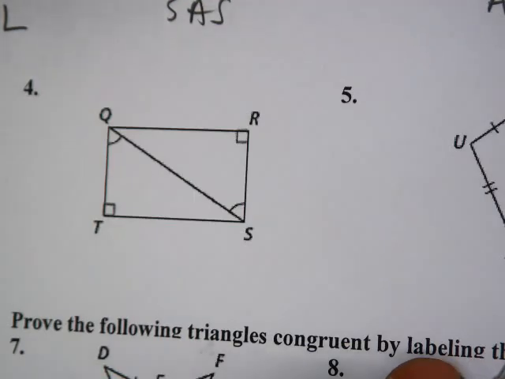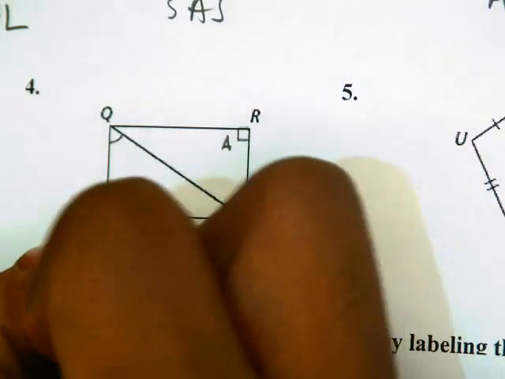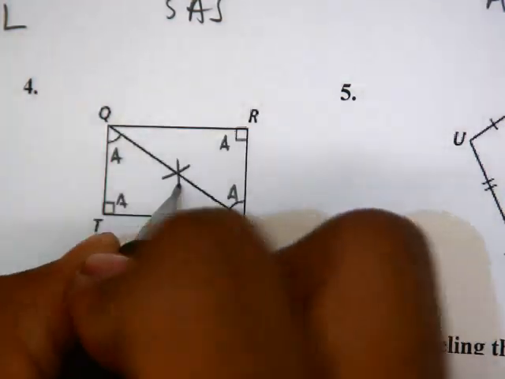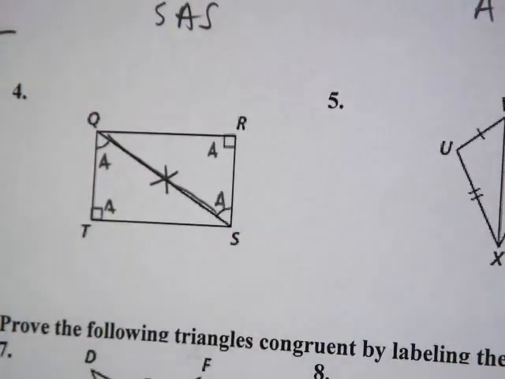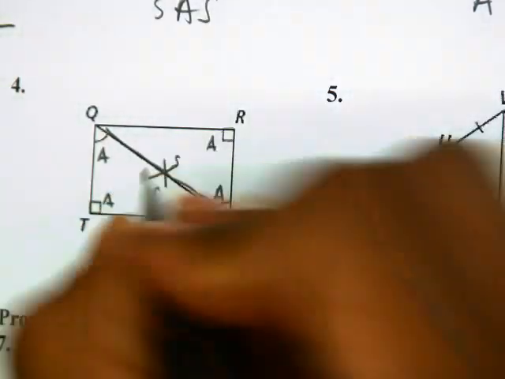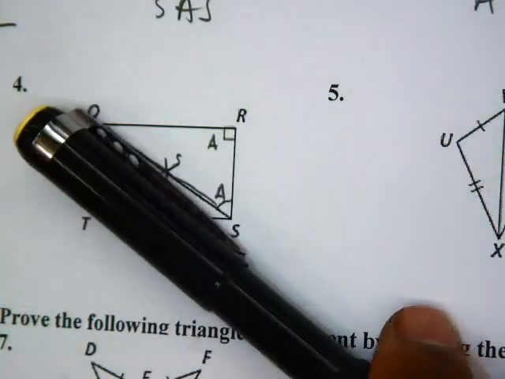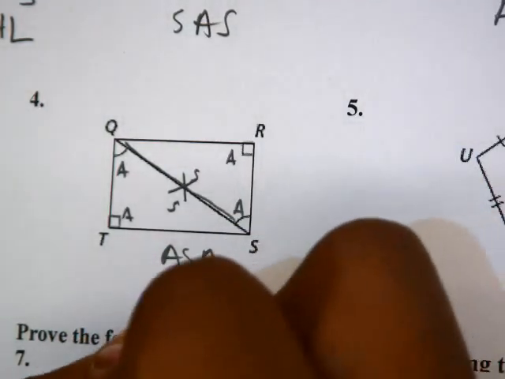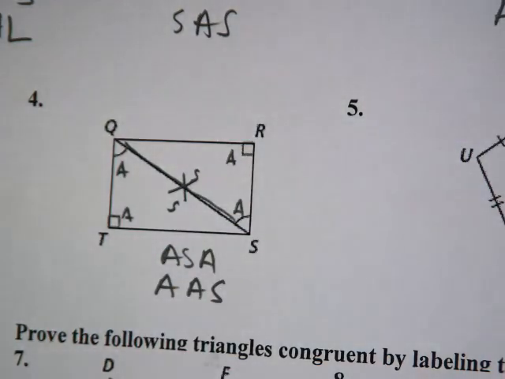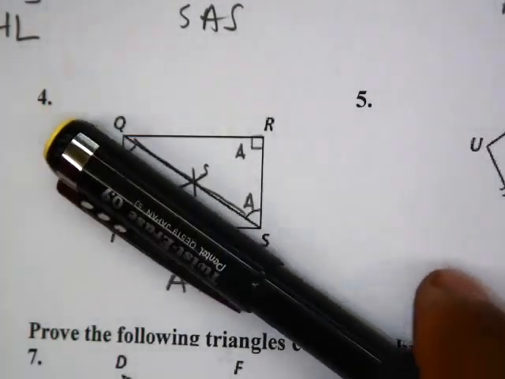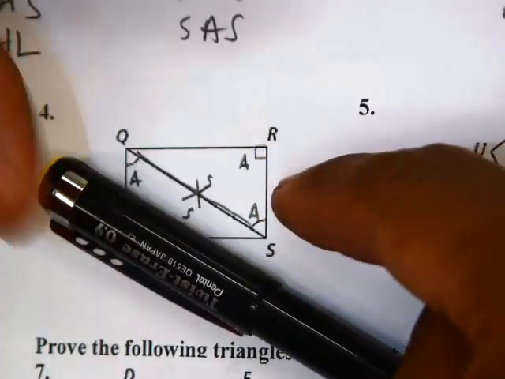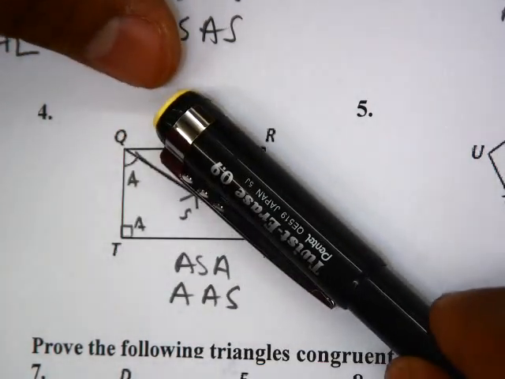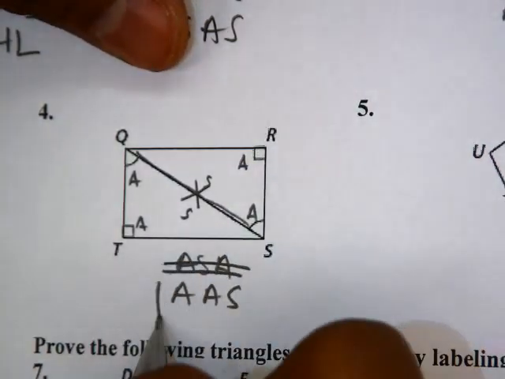On 4, again, I have these angles here and these angles there, and I have this reflexive side. Okay, so I have 2 angles and a side in each triangle. 2 angles and a side, 2 angles and a side. It's either ASA or AAS. I just need to decide which one. Now the difference is ASA is 2 angles and the side should be in between. This side is not in between the 2 angles. So it's AAS.